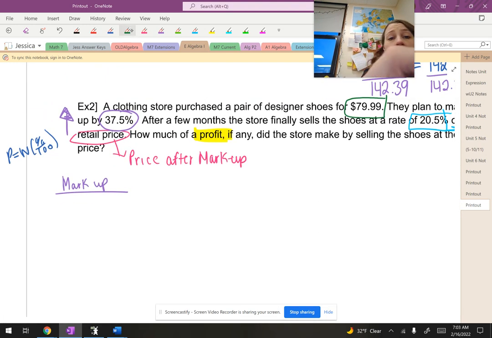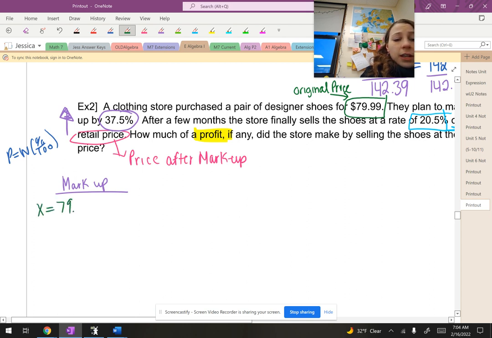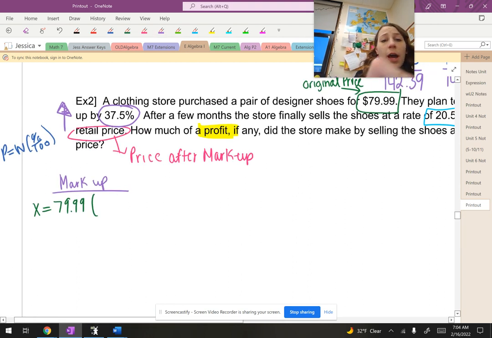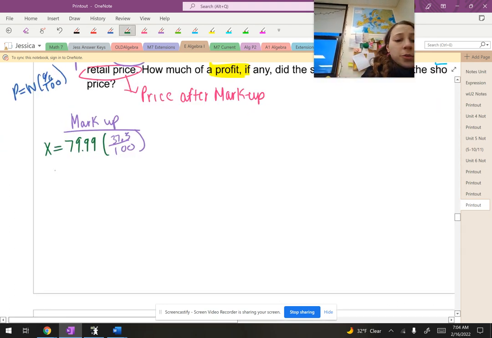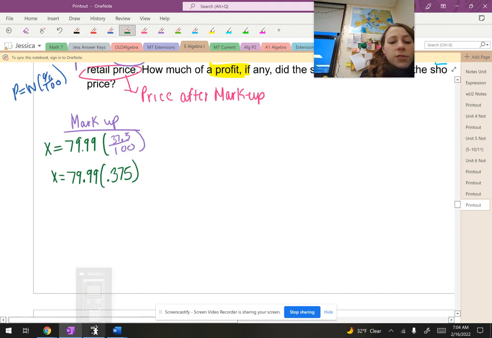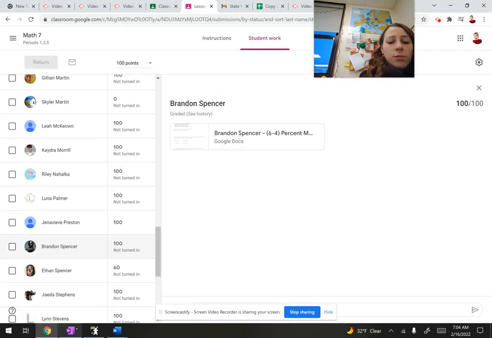So that original price of $79.99 is that whole, that starting, that original price. So we're going to be looking for x, the part. And like we talked about with that percentage, I'm just going to take that 37.5 and divide it by 100 because we always have to divide our percents by 100. So $79.99 times 0.375 is going to give us, oh, nope, that's not what we wanted.